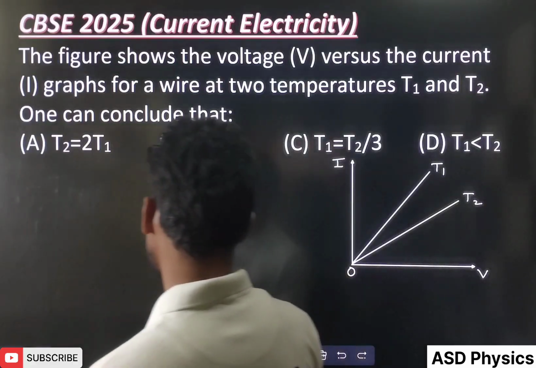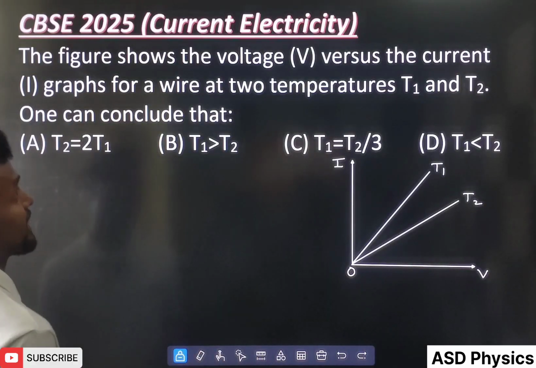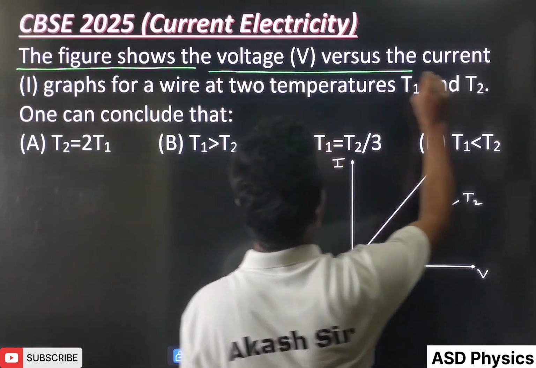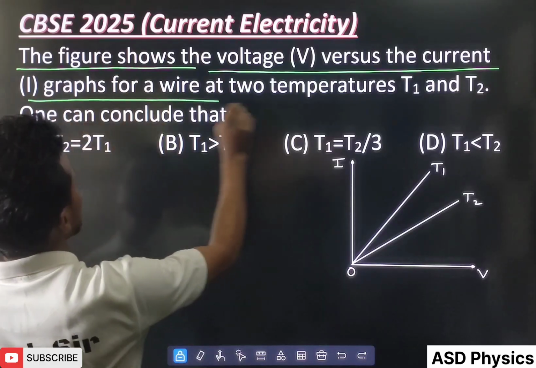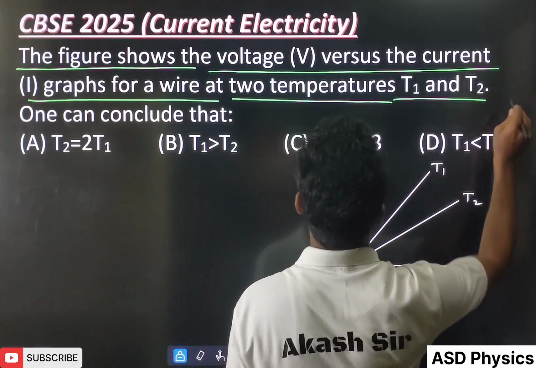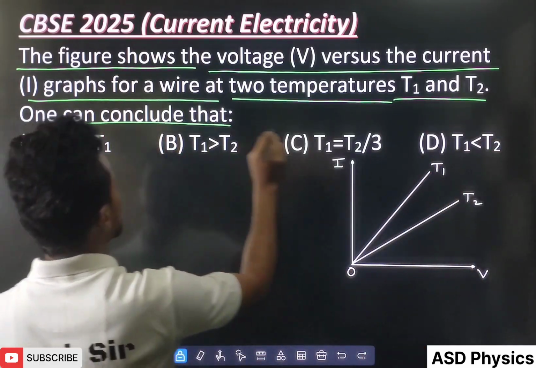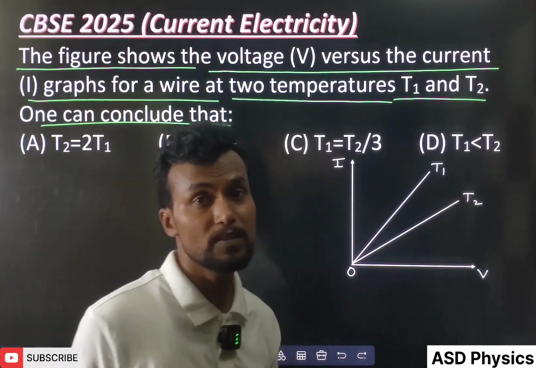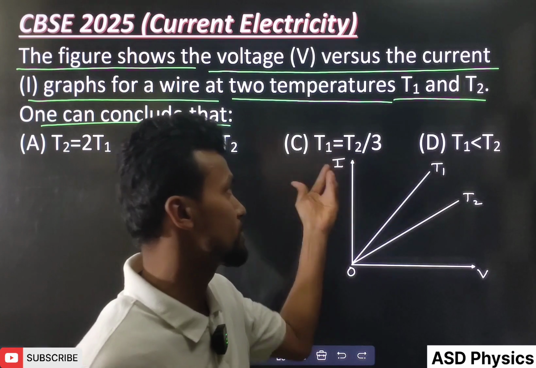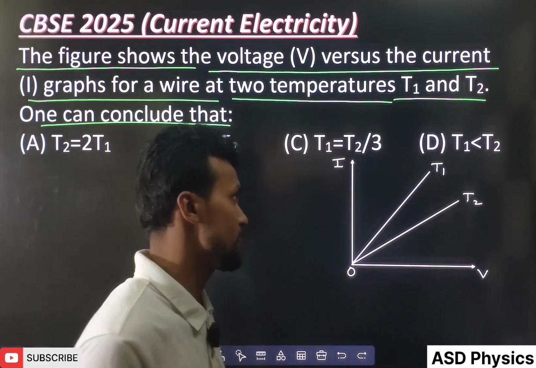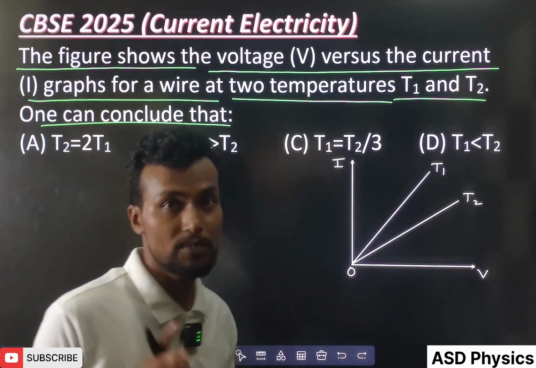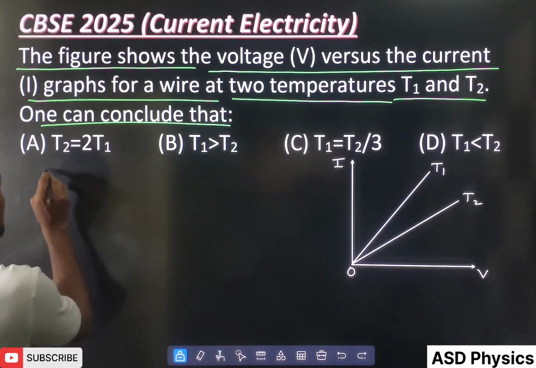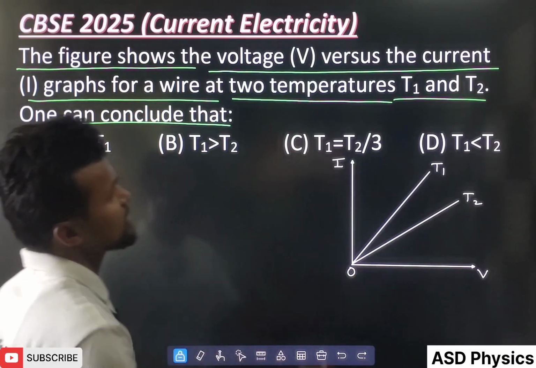Okay, next one, let's talk about the question from current electricity based upon Ohm's law. See here, the figure shows the voltage versus current graph for a wire at temperatures T1 and T2. One can conclude that. So here you can see students, the graph is given, I versus V graph is there. In the question they are telling voltage versus current, but the graph is which one? I versus V graph. And here you can see it is a straight line, that means definitely they are talking about conductors. So remember that here the temperatures are involved.